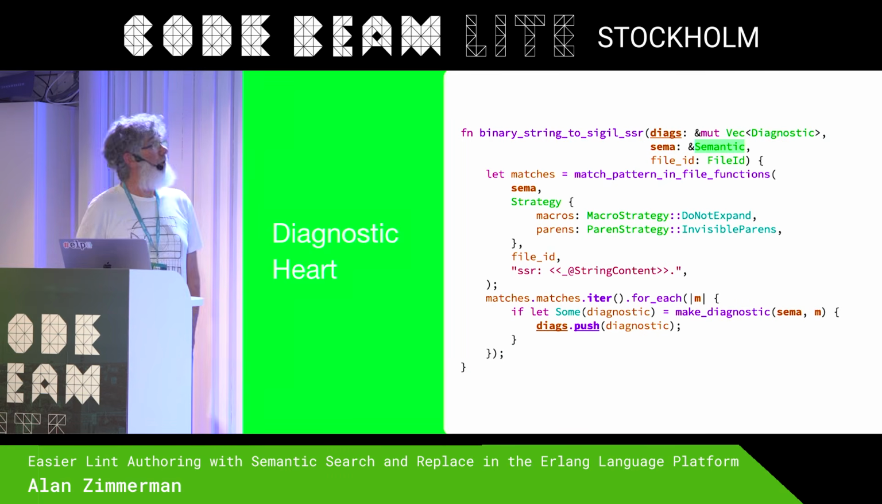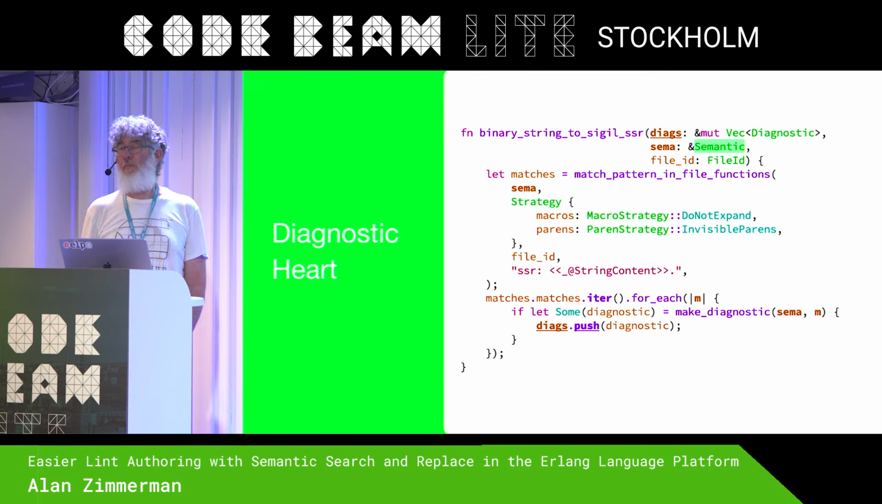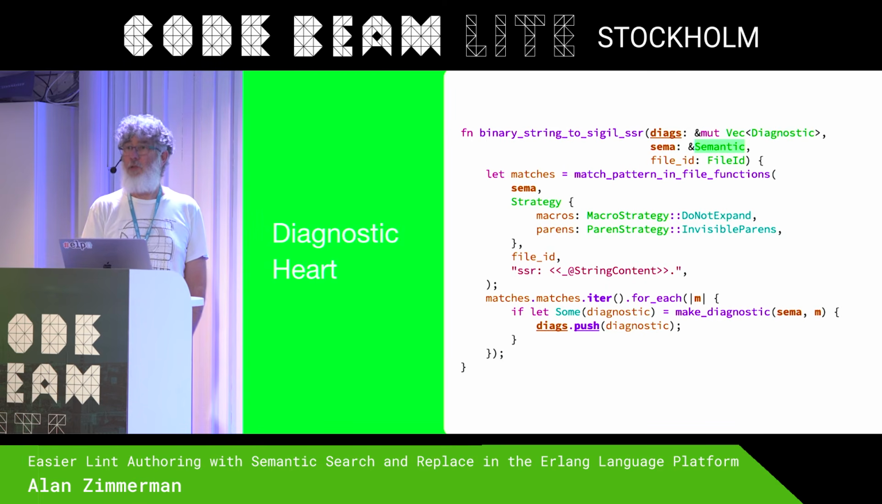And essentially, that's going to go through your file, all of the functions in it. If this thing matches, for every match, it's going to call a function to make a diagnostic. And that's kind of the heart of the thing. So the descriptor tells you where it must be, and this thing is going to go and do the heavy lifting of finding it for you.